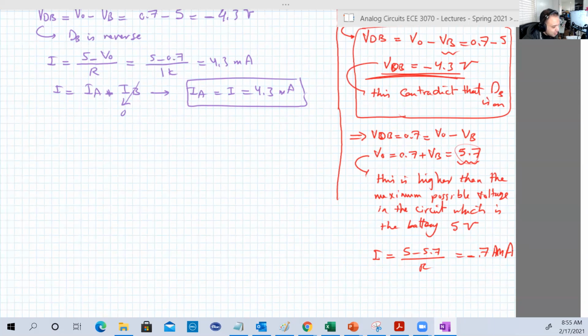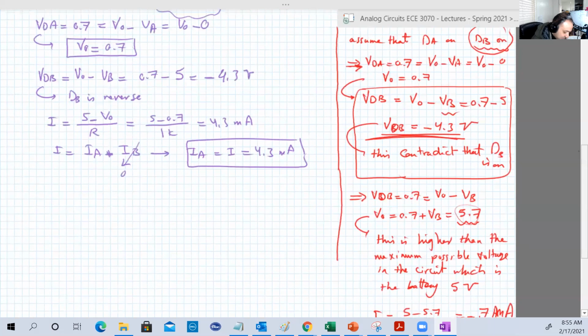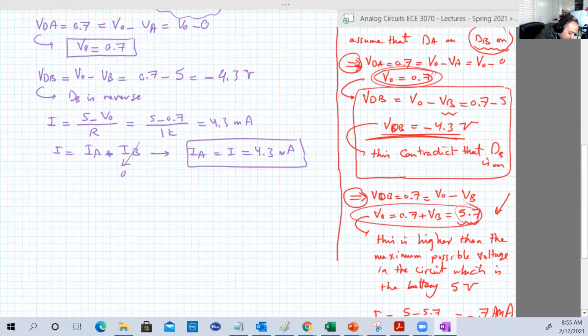Another discrepancy here, which is really obvious and maybe more understandable for you than all of this, is that we have two equations, this equation and this equation, and both give us different VO. From here, VO is 0.7. From here, VO is 5.7. Which one should we consider, right? You cannot have a node in your circuit with two voltages. It must have only one of them, either 0.7 or 5.7.